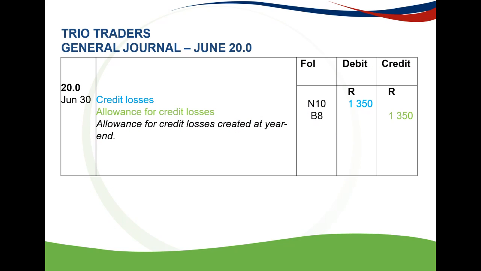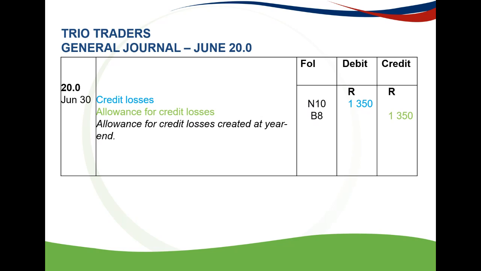Now, how we're going to record it is in our general journal. We will debit our credit losses account, which is an expense account, of 1,350, and we're going to credit our allowance for credit losses of 1,350 Rand. So we said expenses increase on the debit side. So our expenses, our credit losses, increase, and therefore we have to debit our credit losses with 1,350 Rand.